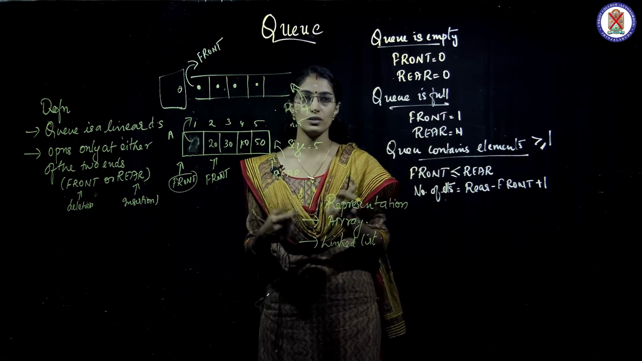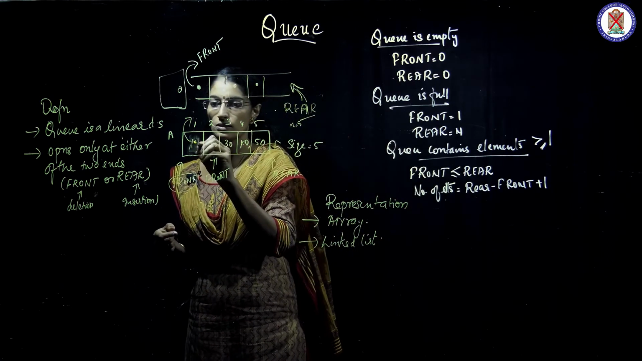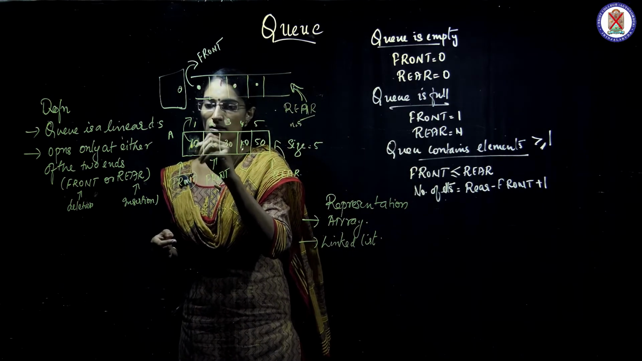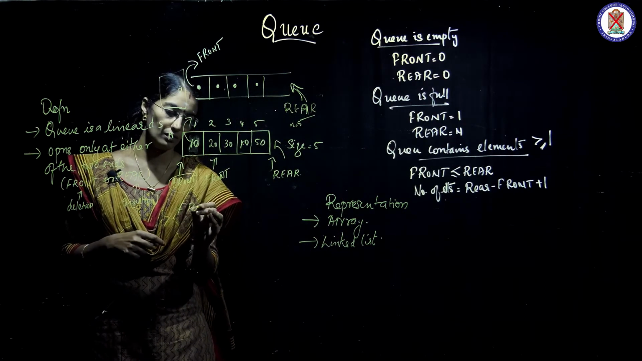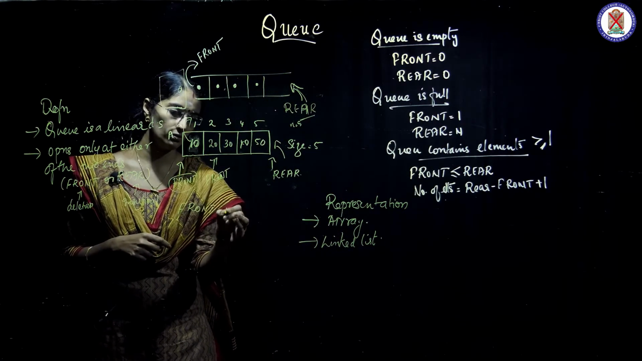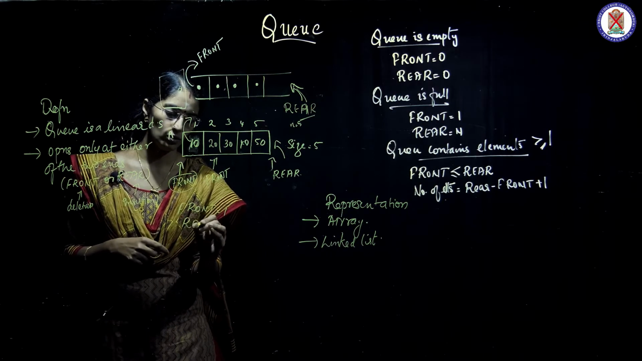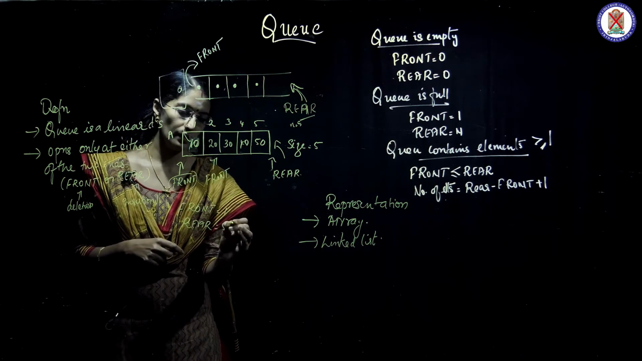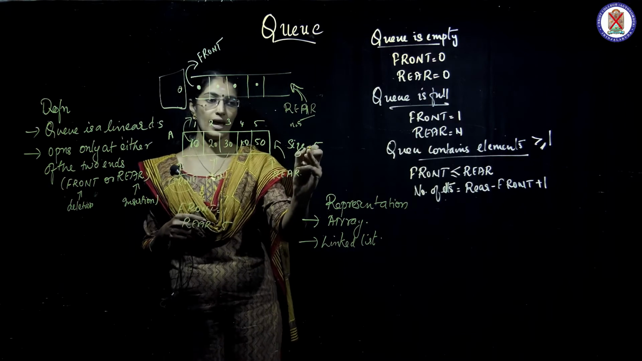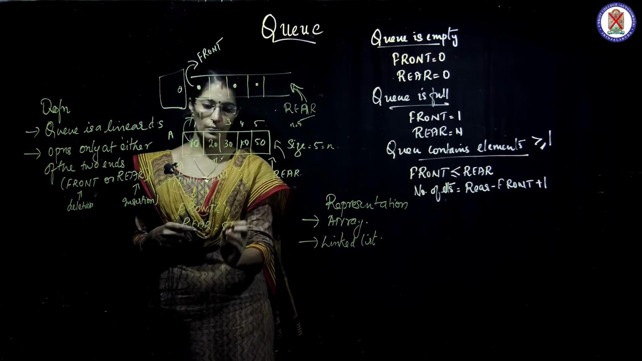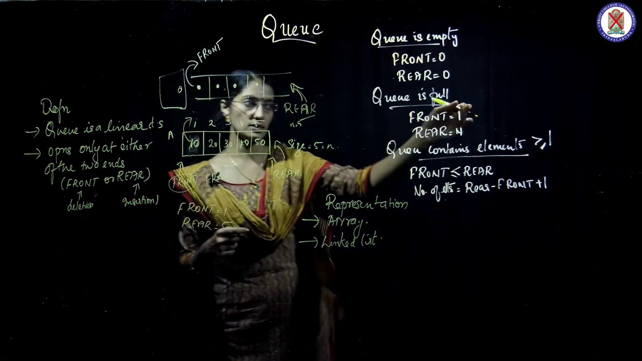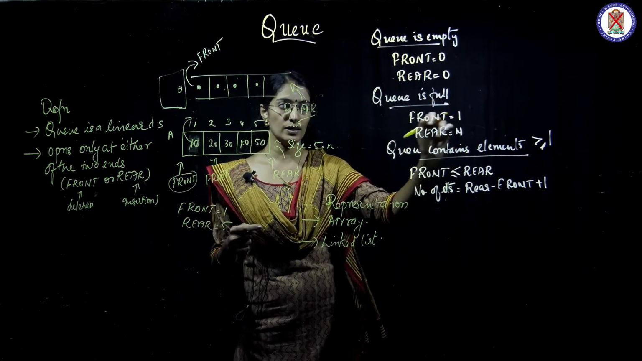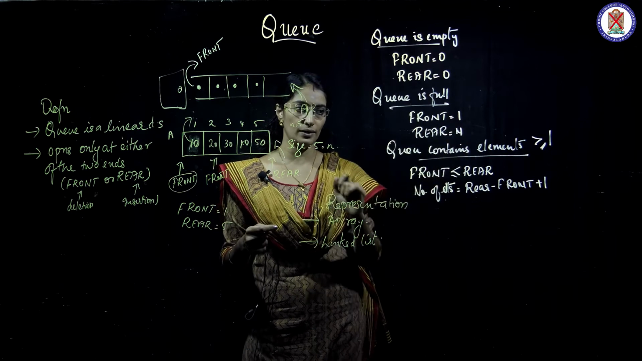Now suppose the queue is full. So I have now deleted this. Now what is the value of front here? Front is equal to 1 and rear is equal to 5, right? So size n is equal to 5. Now what does this imply? The queue is full. That is the condition here. When the queue is full, front is equal to 1 and rear is equal to n.